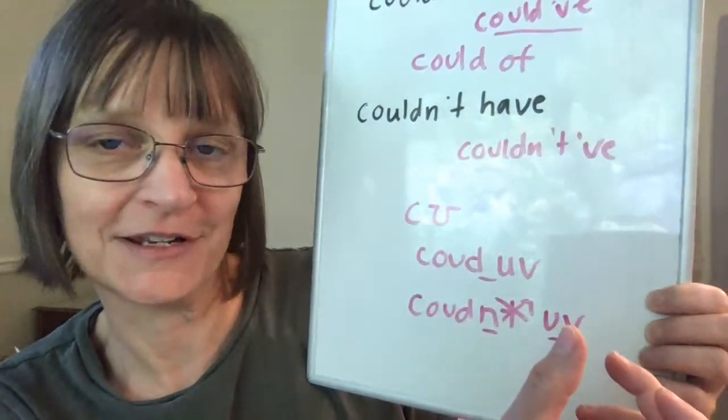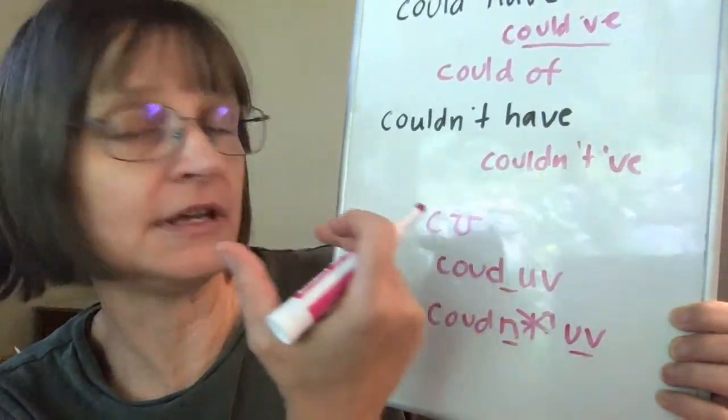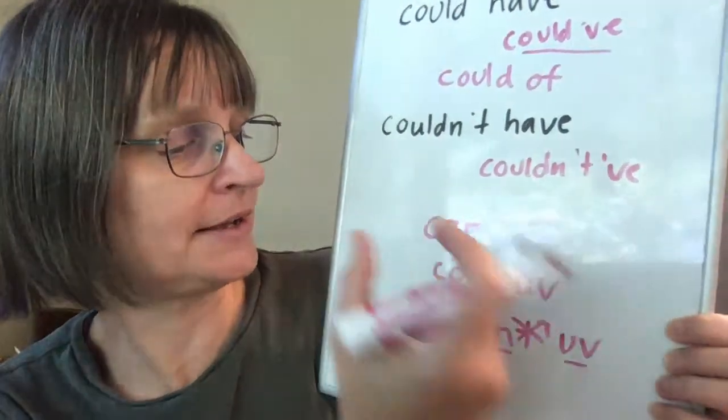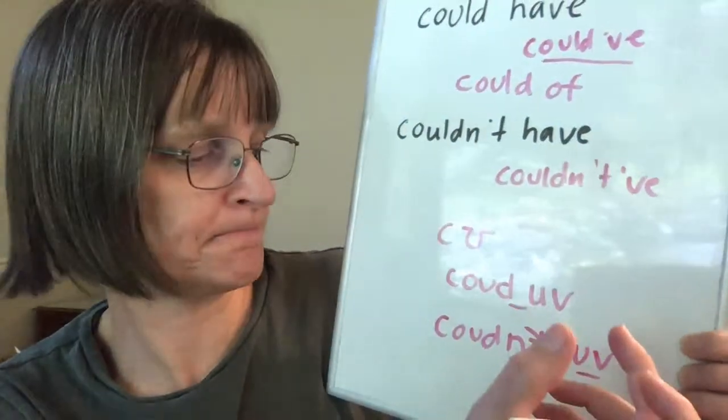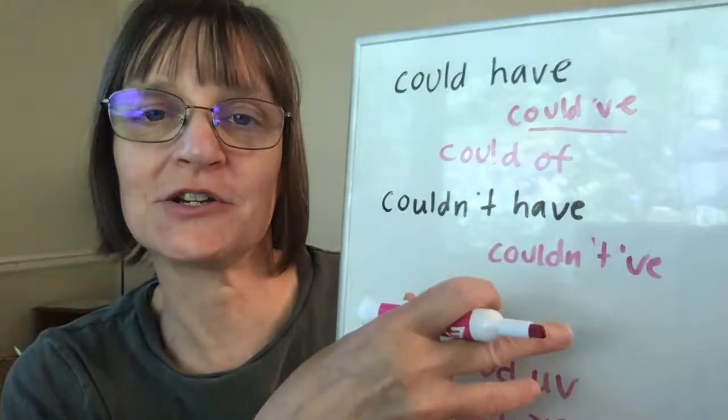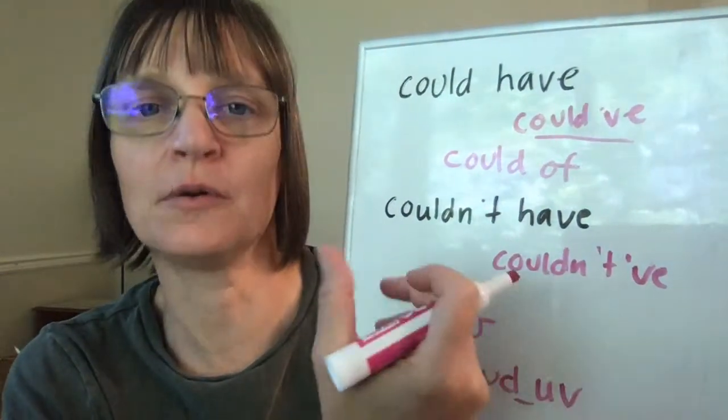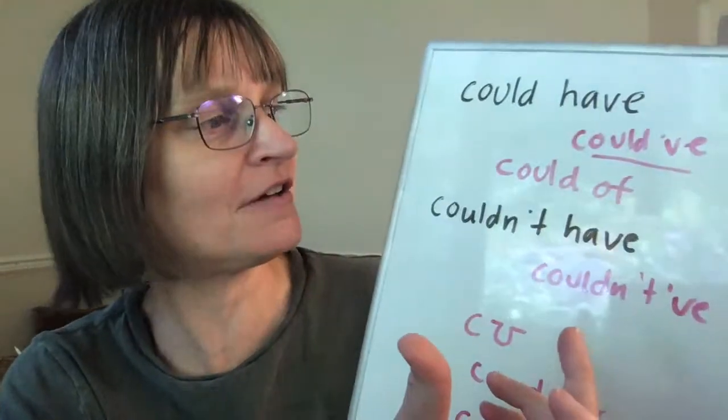I couldn't have explained it before now. He couldn't have helped you anyway. It couldn't have been worse. These same pronunciations work for would've, wouldn't have, should have, and shouldn't have.